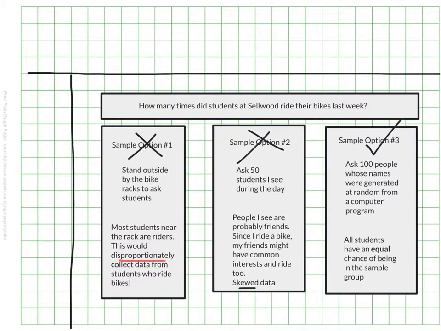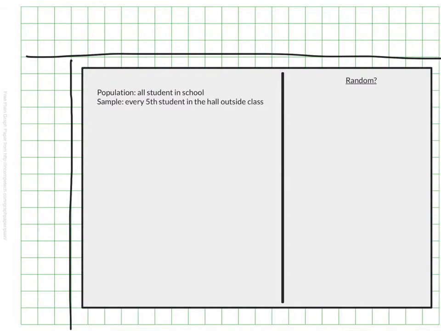So I'm going to write down some examples of samples, and we're going to see if they are random or not. In our first example, I'm not going to tell you what it is we're researching, but we're just going to look at some populations. So if the population is all the students in the school, would the sample group of just asking every 5th student you see in the hall outside class be random? And we're just going to say whether we think it is or is not, so think for yourself first.